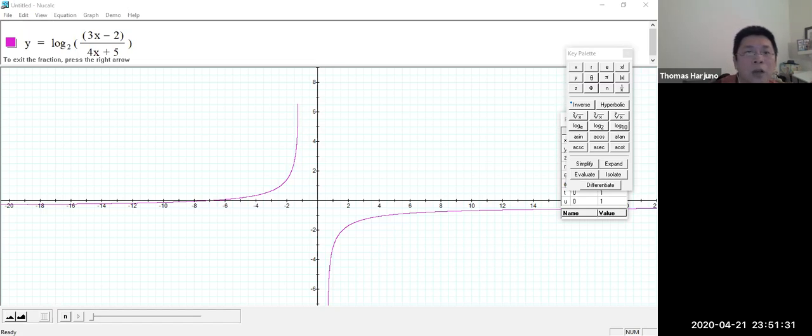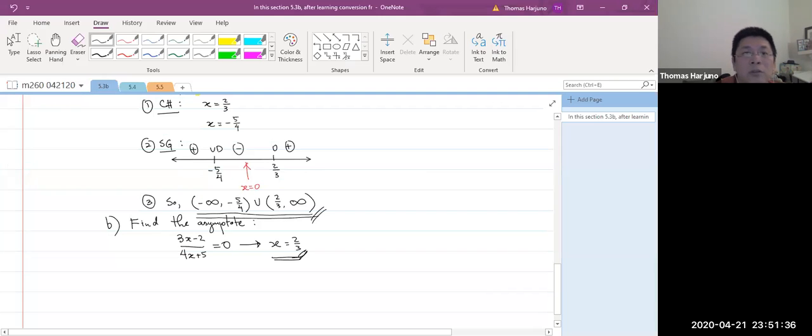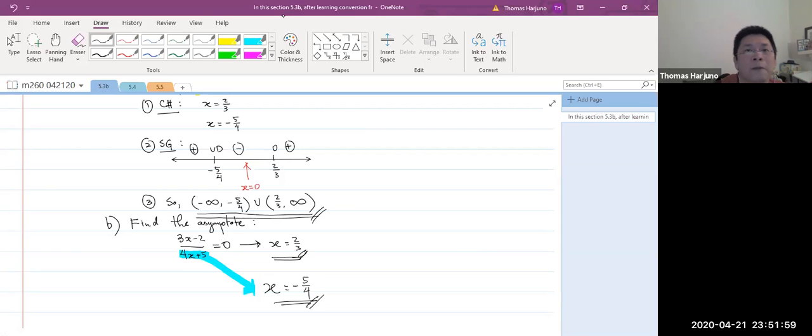Sorry, I need to go back here. I need to fix this one. This guy gives us an asymptote to start with. So that's another asymptote. I forgot to mention that: x equals negative 5/4. Okay, so there are two vertical asymptotes, when x gives undefined and when x gives 0.